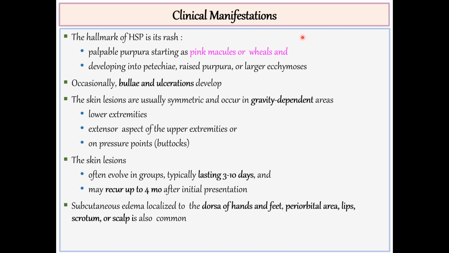The hallmark of the disease is its rash. Palpable purpura starting as pink macules or wheals and developing into petechiae, raised purpura, or larger ecchymosis. Occasionally, bullae and ulcerations develop. The skin lesions are usually symmetric and occur in gravity-dependent areas: lower extremities, extensor aspect of the upper extremities, or on pressure points, buttocks. The skin lesions often evolve in groups, typically lasting 3 to 10 days, and may recur up to 4 months after initial presentation. Subcutaneous edema localized to the dorsa of hands and feet, periorbital area, lips, scrotum, or scalp is also common.